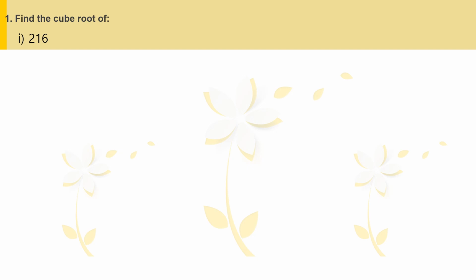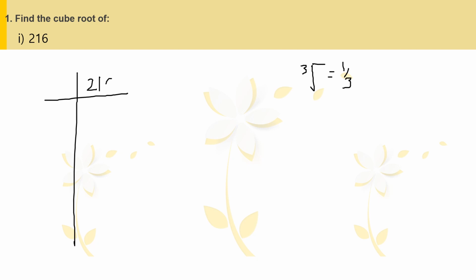In question number 1, you have to find the cube root of 216. Now the first thing you must know is the cube root has the value 1 by 3. Cube root means 1 by 3. Simply we have to do the prime factorization of these questions and we will come to know what the cube root is, right? So 216 is divisible by 2.